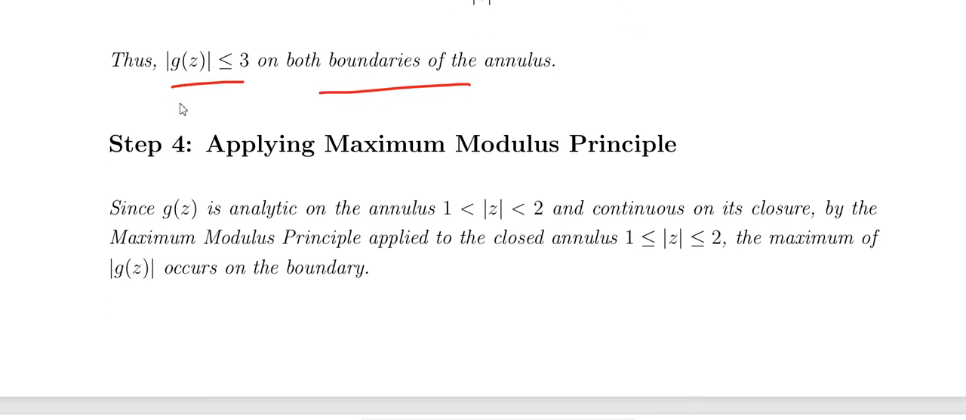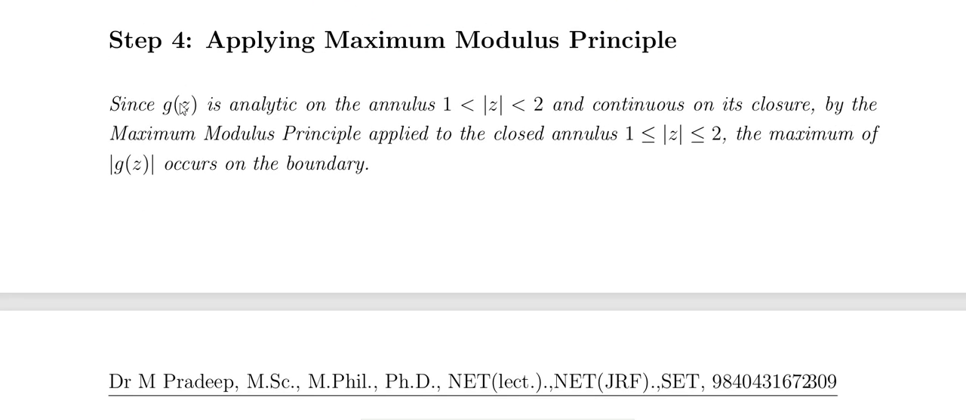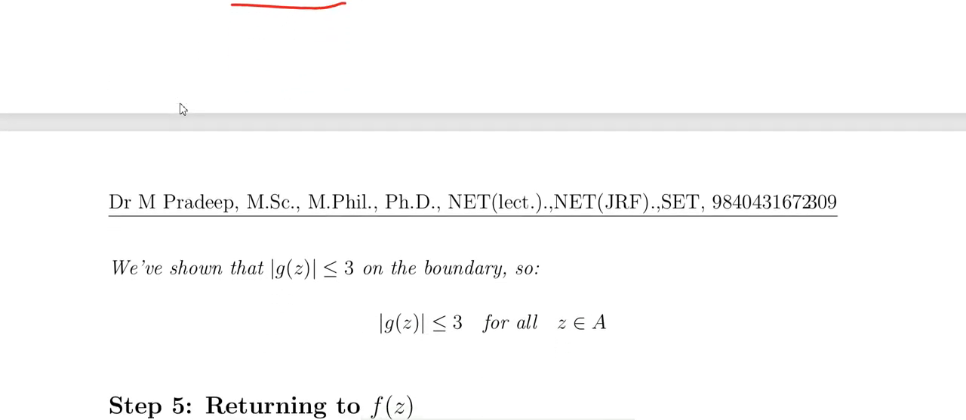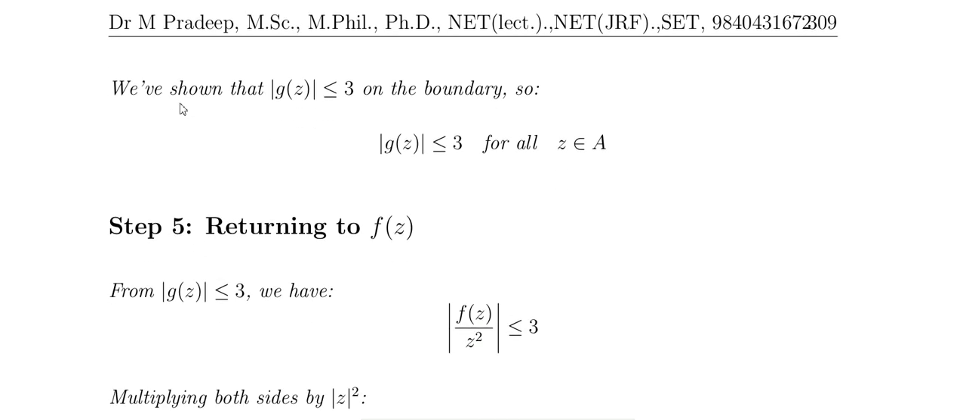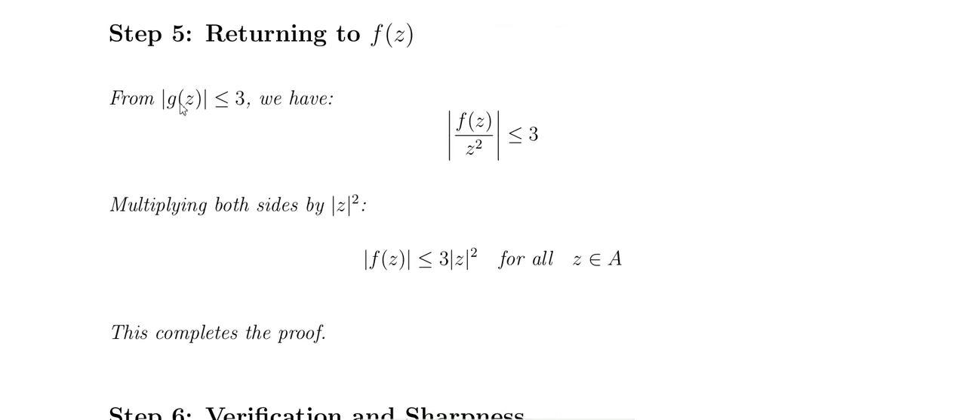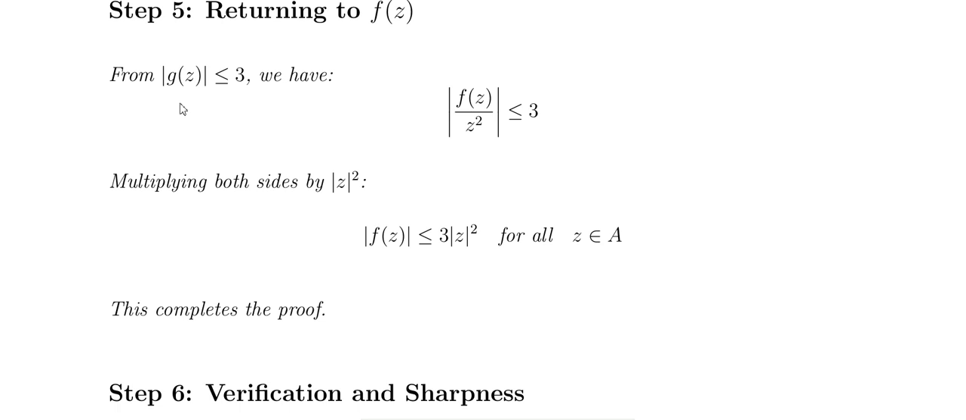So when you apply the max modulus principle, g of z is analytic and continues on its closure, by the max modulus principle through the closed annulus 1 less than or equal to mod z less than or equal to 2, maximum occurs only on the boundary. இல்லையா? Maximum occurs only on the boundary, so mod of g of z less than or equal to 3 on the boundary, so mod of g of z less than or equal to 3 for all z belongs to A. So then mod f of z is less than or equal to 3 times mod z square, that is the idea.